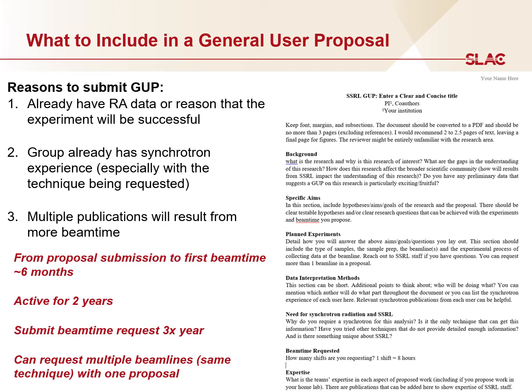Compared to the rapid access proposal, there is a longer time frame between proposal submission and first scheduled beam time. However, users will end up with a much greater number of shifts with a GUP. A GUP provides users the ability to collect datasets on a number of samples through 3 beam time requests a year within a 2-year period.